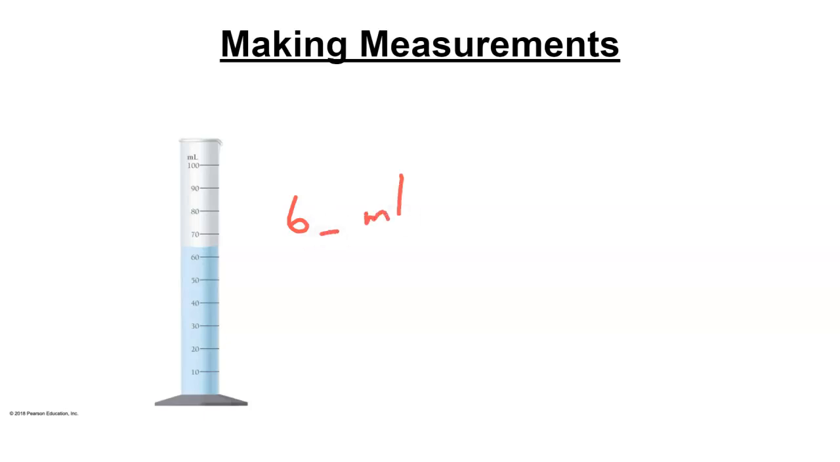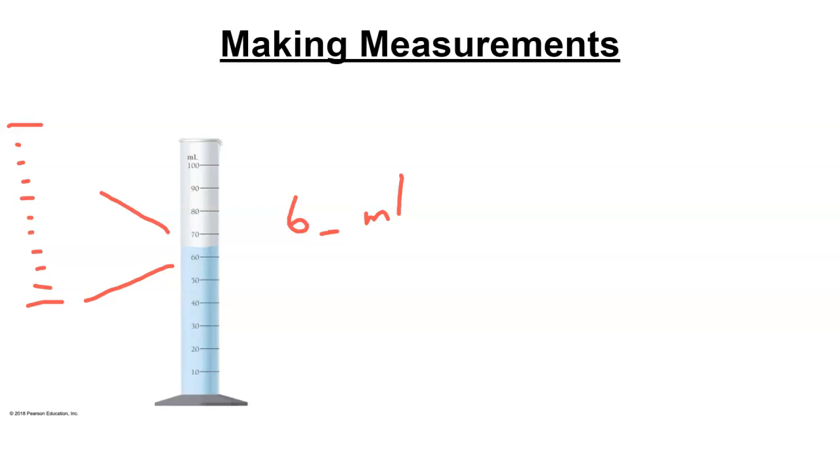And the way I'm going to estimate is I'm going to imagine between 60 and 70 that if I were to zoom in, there would be 9 markings between that, or 10 divisions between 60 and 70. So if I zoomed in here, this is 60, and there's 61, 62, 63, 64, 65, 66, 67, 68, 69, 70. And what I want to do is imagine where that water would be.